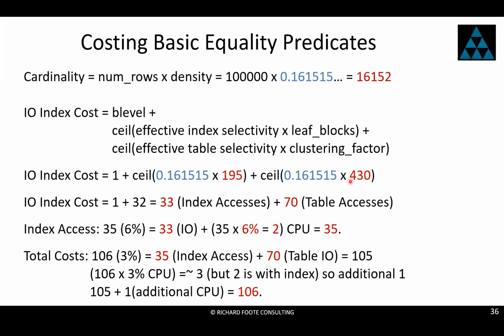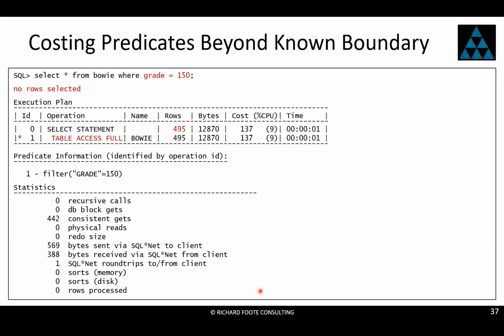If we look at the cost of the table access, it's 70. 70 plus 35 gets us up to 105. But note the cost in total is 106, of which 3% is CPU. We already worked out where 2 of that comes from. It comes from the index, which means the missing 1 is the IO required for us to do the accesses to the table, says Oracle. So that gives us our cost of 106. 106 is less than 137, that's why Oracle uses the index.